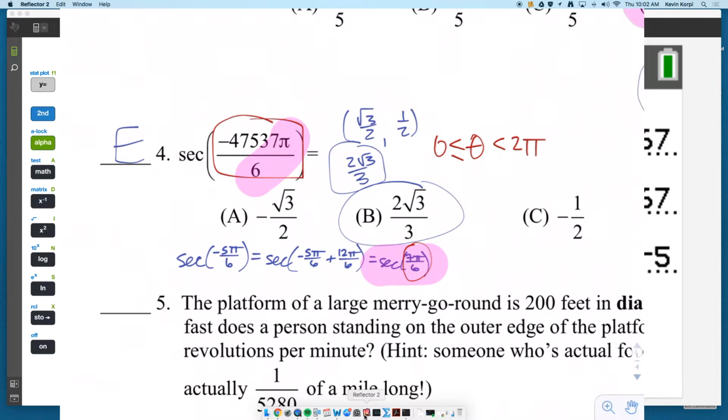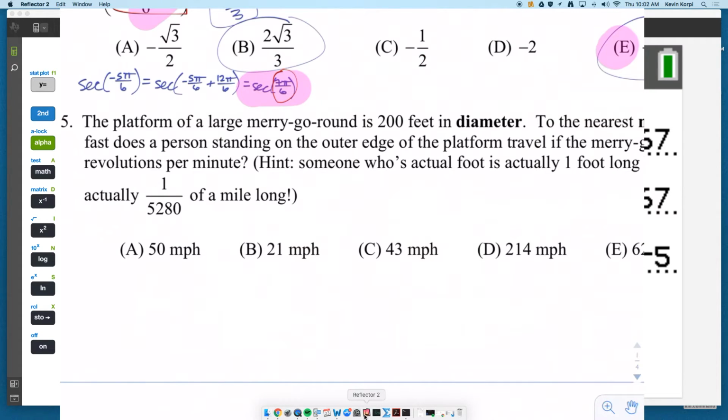All right, now number 5 was the one problem that dealt with the trig whip activity. It was the only one. And I wrote it on Saturday morning because I was thinking, wouldn't it be cool to have a huge merry-go-round, a huge one? So I wrote this question. The platform of a large merry-go-round. How large, you ask? Well, let's read on.